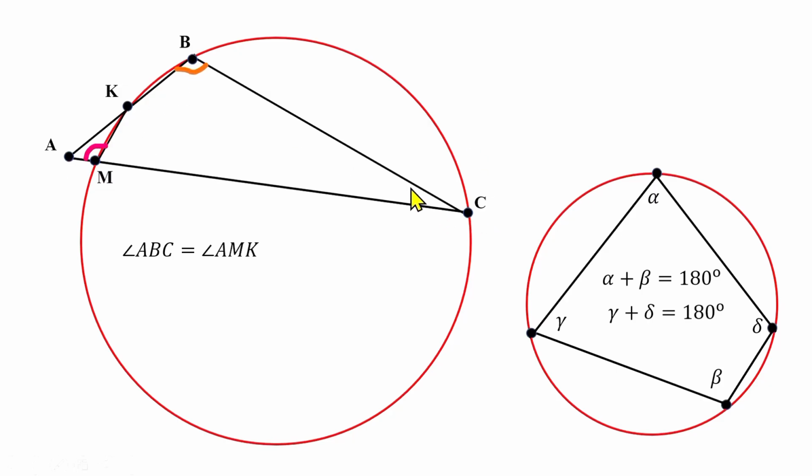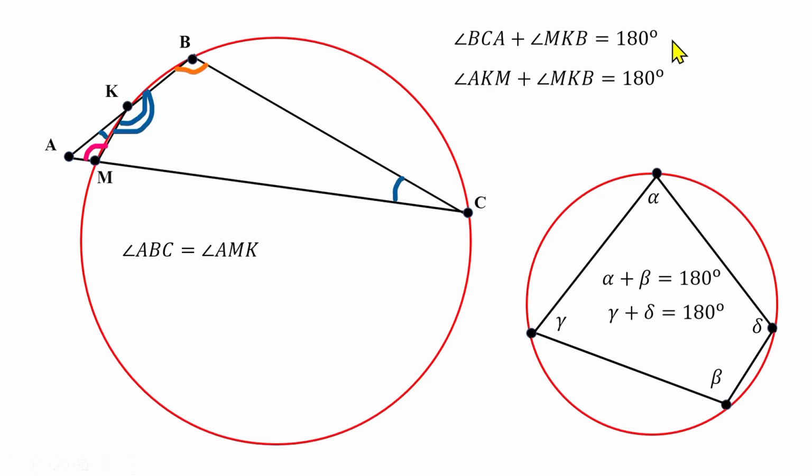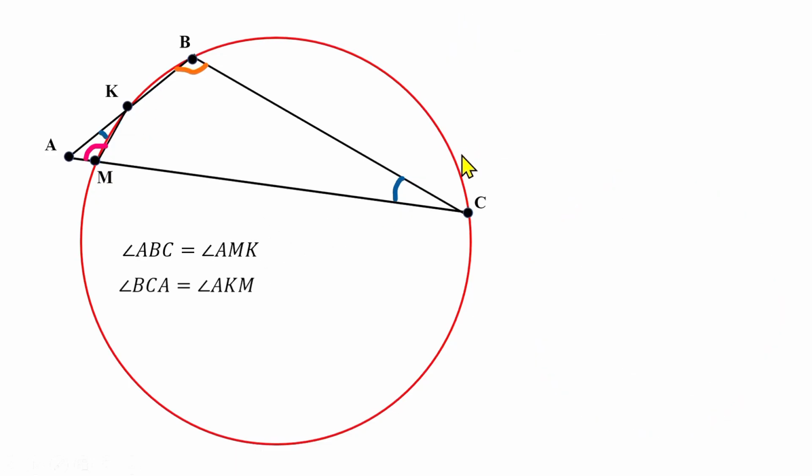Now we consider angle C. The opposite angle is here, and the sum of these two angles equals 180 degrees. We consider the adjacent angle, this one. The sum of this angle and the angle here is 180 degrees. These two parts are the same, so these two angles are equal. What we see now is that three angles in this triangle are equal to three angles in the big triangle. So these two triangles are similar.